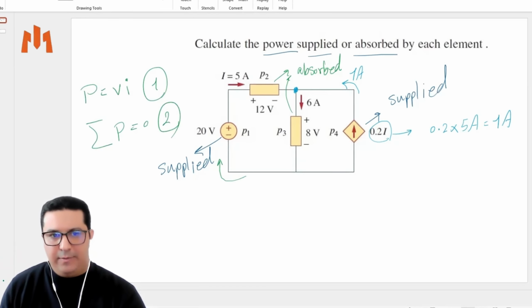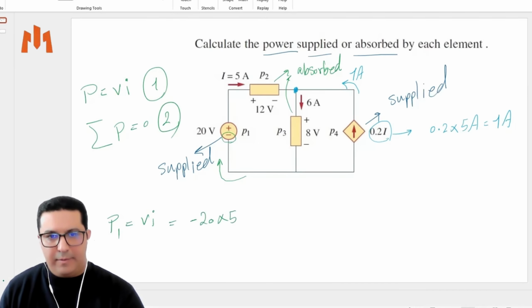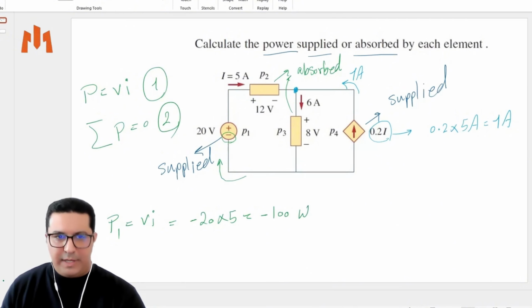Based on the first equation, P equals V multiplied by I, voltage and current. But look at this, the I goes to the negative terminal. So for this one, P1 equals VI, but V is minus 20 volt, because this is the minus, and this is 5 ampere, equals minus 100 watts. So that is for P1.